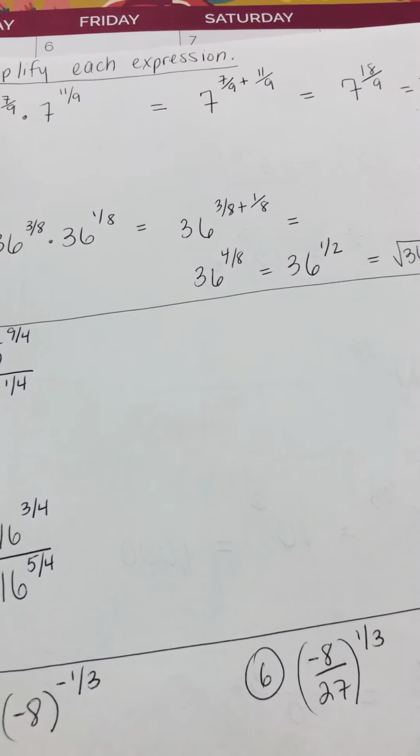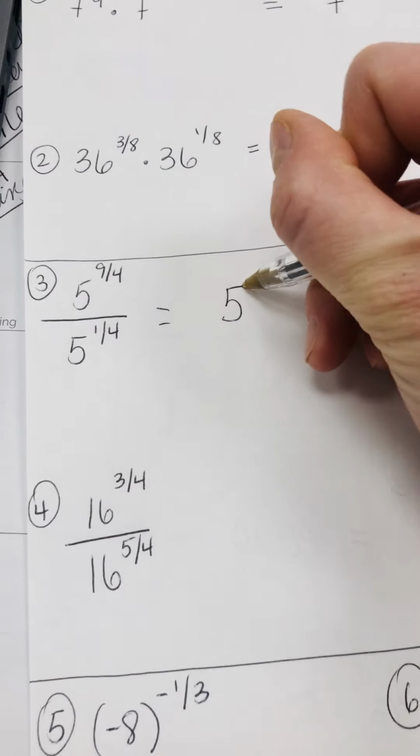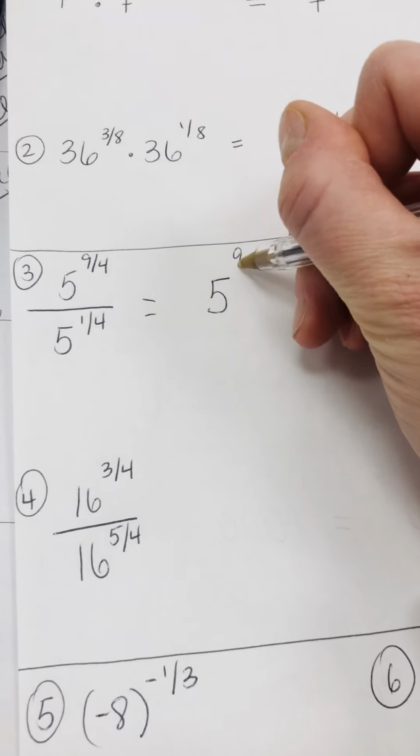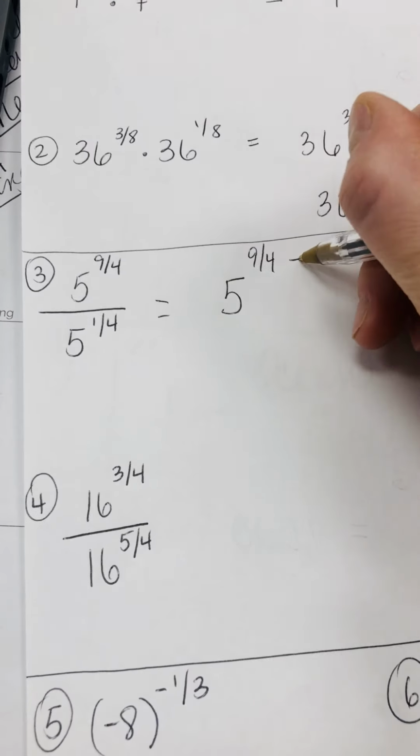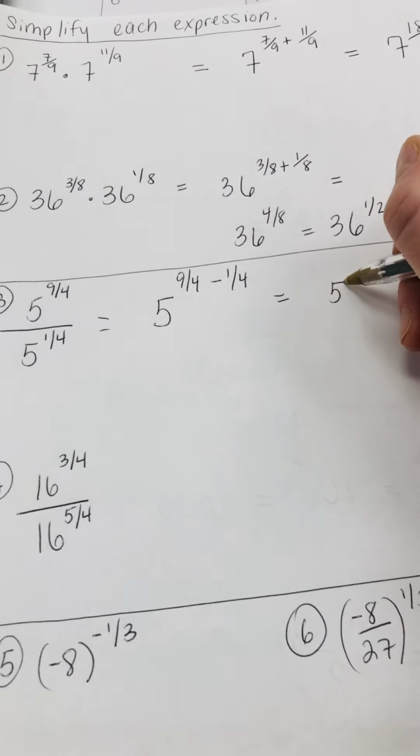Okay, so that's multiplying. Here we're dividing, so I'm going to have my base of 5, and I'm subtracting now. So that's 9/4 minus 1/4. That gives me 5 to the 8/4, which is 5 squared, which is 25.